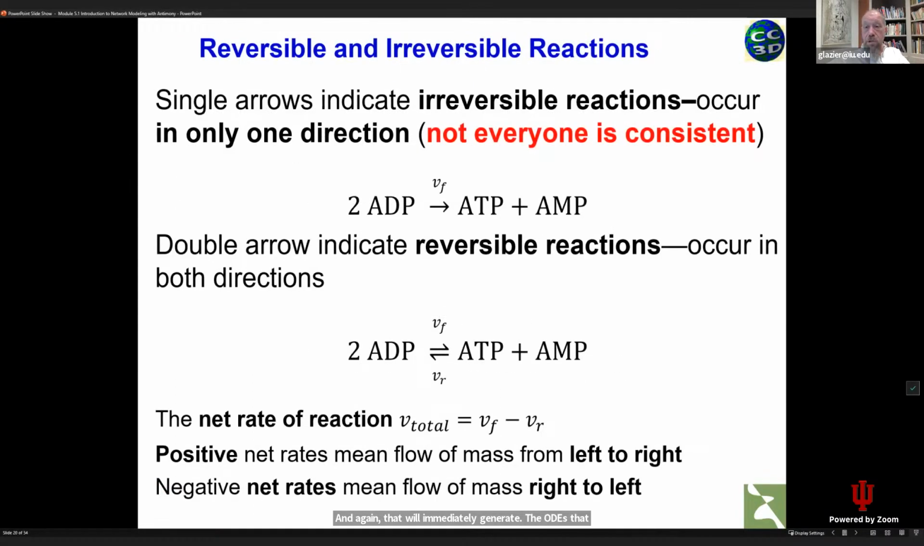If I have a reversible reaction, then I have to remember that mass action does something interesting. For 2 ADP going to ATP and AMP, the forward rate will be k forward times the concentration of ADP squared. The backward rate will be k backward times the concentration of ATP times the concentration of AMP. And so I do have to remember that the forward and backward rates have different forms.